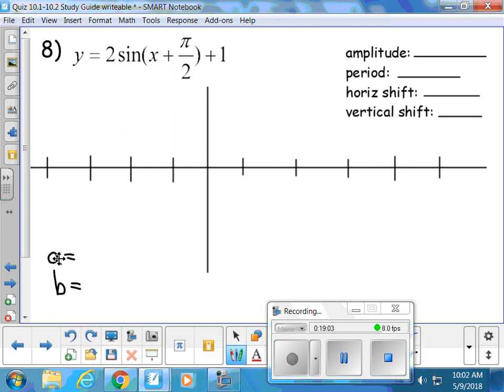Last problem. I'm going to give out a ticket for a helper that can give me A and B. Let's go with Alyssa. Good. 2 and 1. So go ahead and write out your amplitude and period all by yourself and look up when you're ready to check.